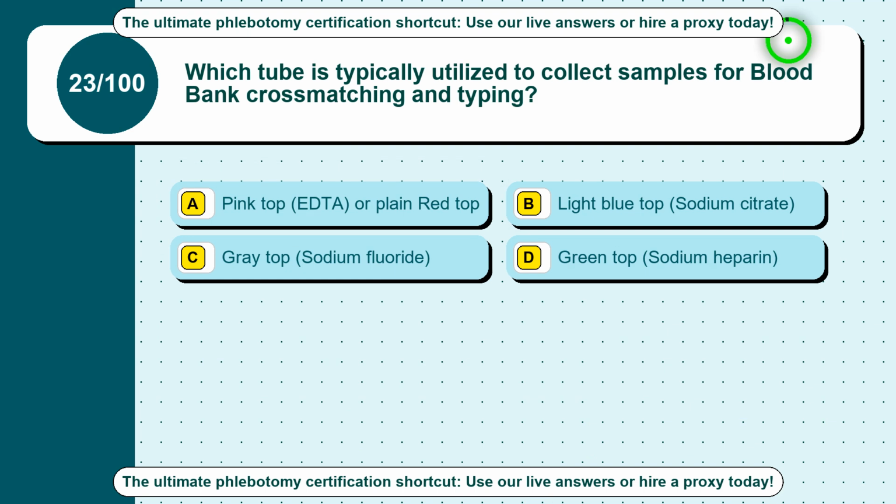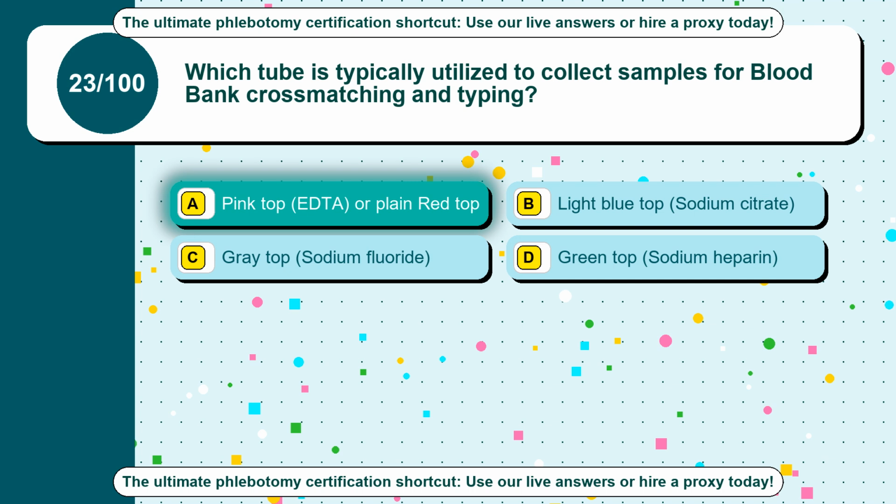Question 23. Which tube is typically utilized to collect samples for blood bank cross-matching and typing? Option A, pink top, EDTA, or plain red top. Option B, light blue top, sodium citrate. Option C, gray top, sodium fluoride. Option D, green top, sodium heparin.